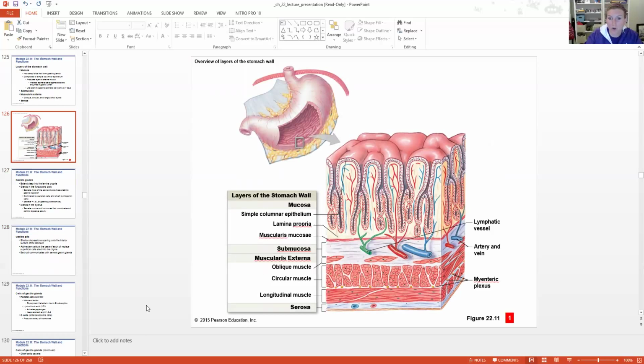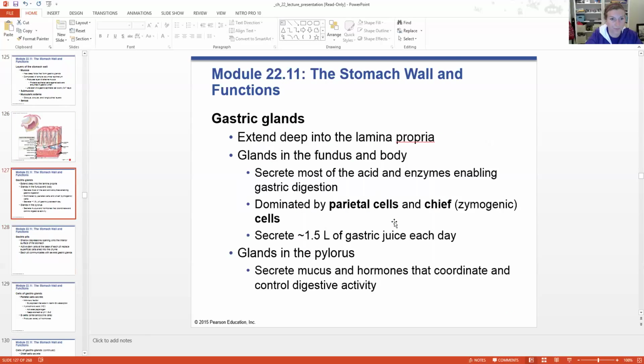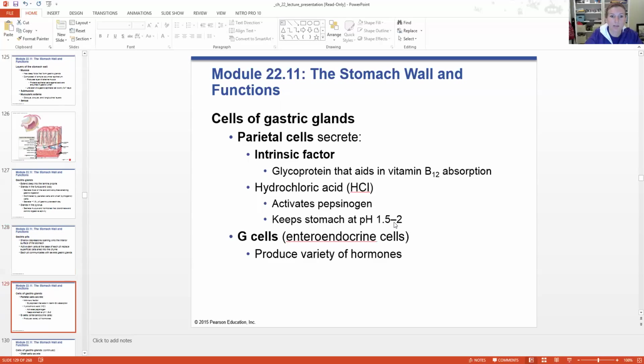So the pit is the hole on the surface, and then the gland extends deeper. Let's talk about these cells that we mentioned. Parietal cells secrete intrinsic factor. Intrinsic factor is super important in vitamin B12 absorption. This is going to play a role later on in the digestive process, so it's kind of a preemptive secretion because B12 is not absorbed in the stomach. It's absorbed later on in the digestive process.